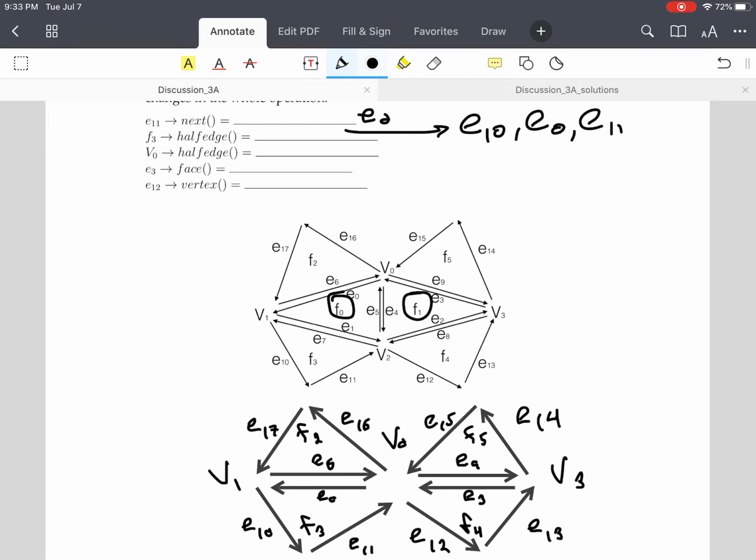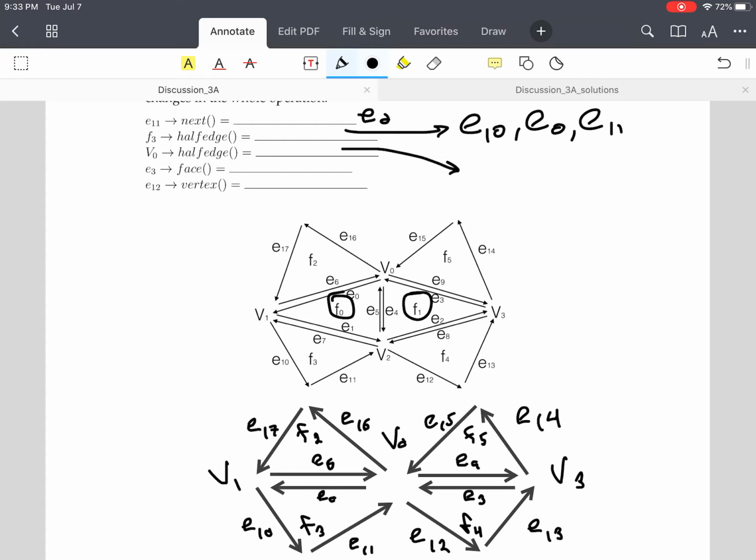And then, so let's keep going. Now we're going to look at V0's half edge, okay? So V0 is right here in the center. And so we just want to look and see what half edges are going out from V0, going away from V0. And any of those can be the answer.